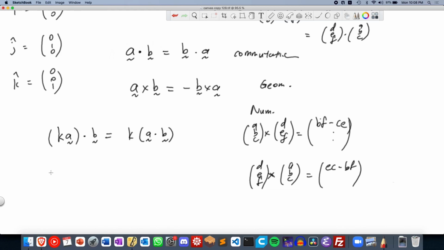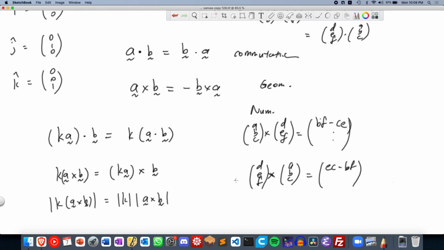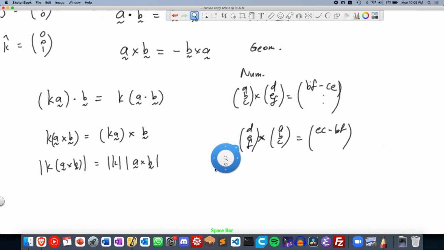And for the cross product, if you have k a cross b, then that equals ka cross b. If you take the magnitude of both sides, the magnitude of k a cross b equals the magnitude of k times the magnitude of a cross b. So those are just some rules for the cross product. Okay, if not, I'll see you in the next video where we can discuss lines.